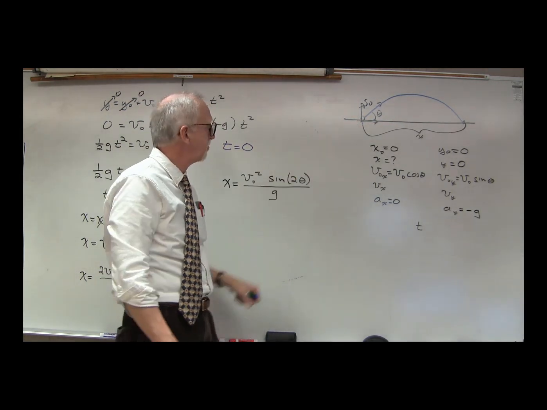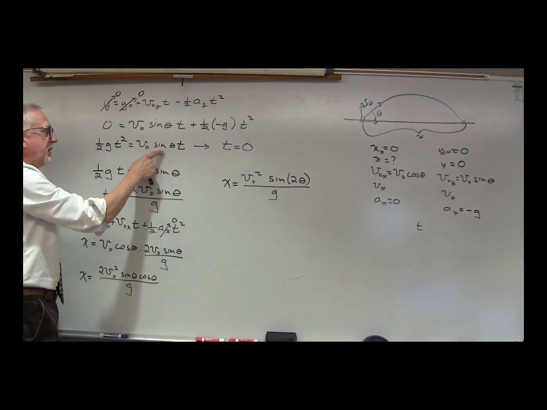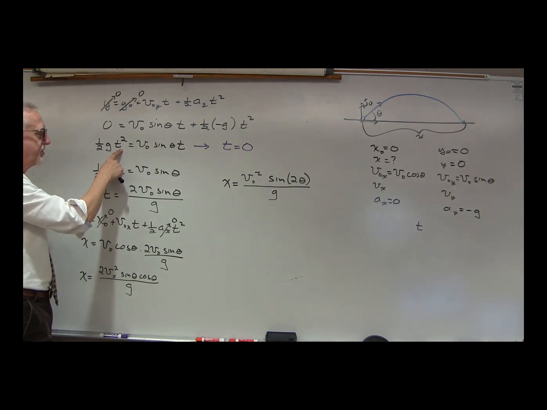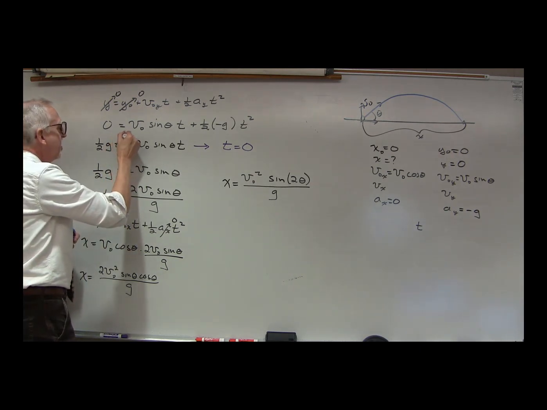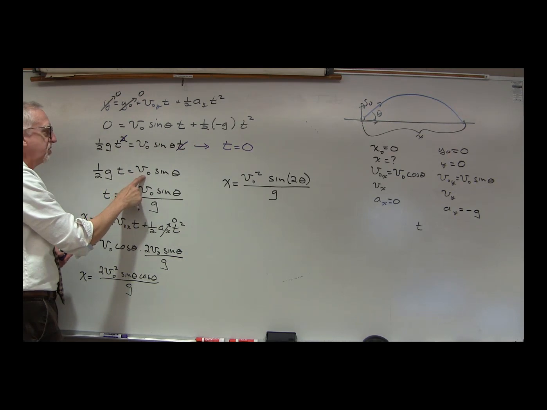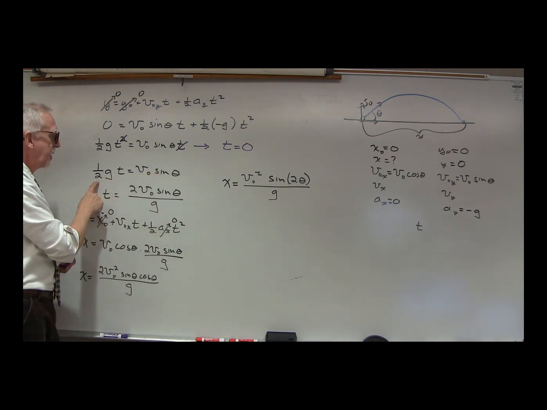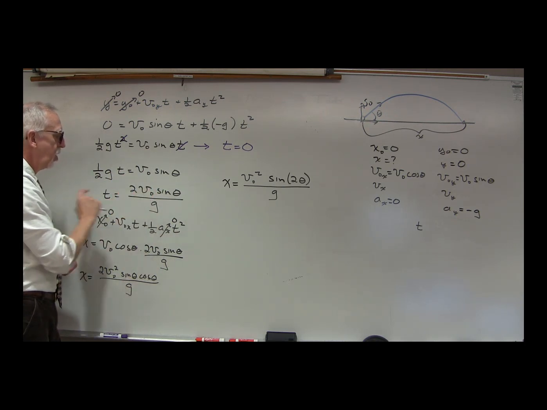So that makes sense. Assuming that t does not equal 0 allows us then to divide a t off. Dividing off one t leaves us with 1/2 g t equals v naught sine theta, or dividing by t and multiplying by 2, t equals 2 v naught sine theta over g.